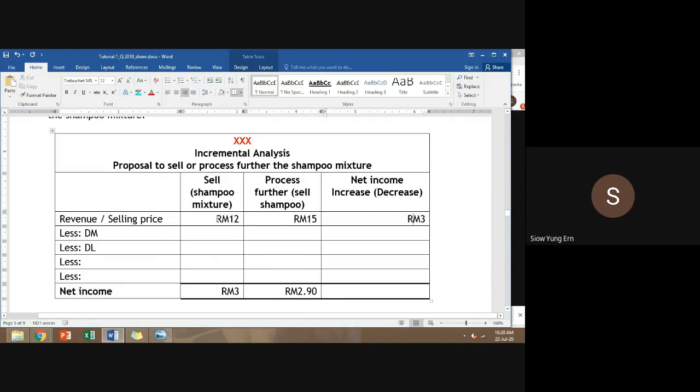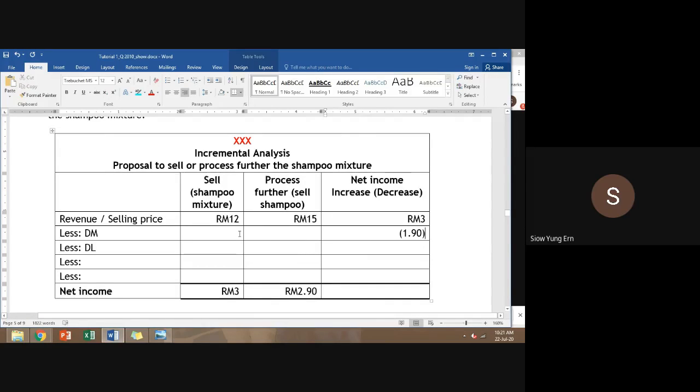Okay, again, you compare 12 ringgit increase to 15 ringgit. So when revenue increases, net income also increases. Next one, direct material, Ching Er. Correct. Decrease 1 ringgit 90 cents.